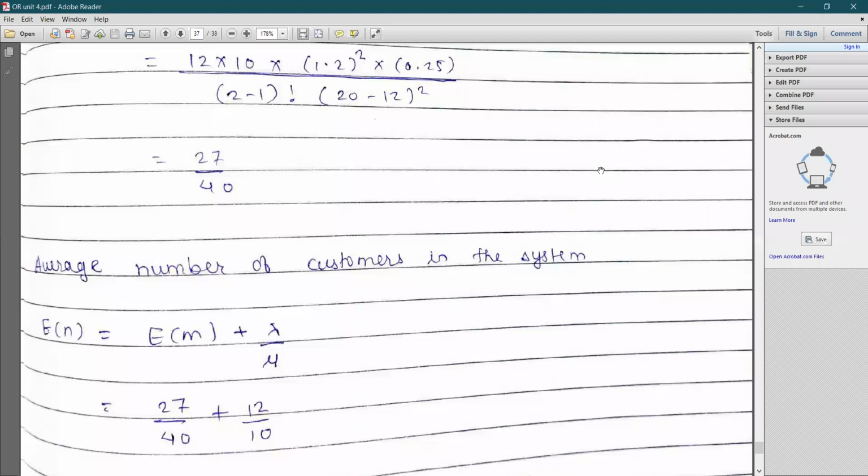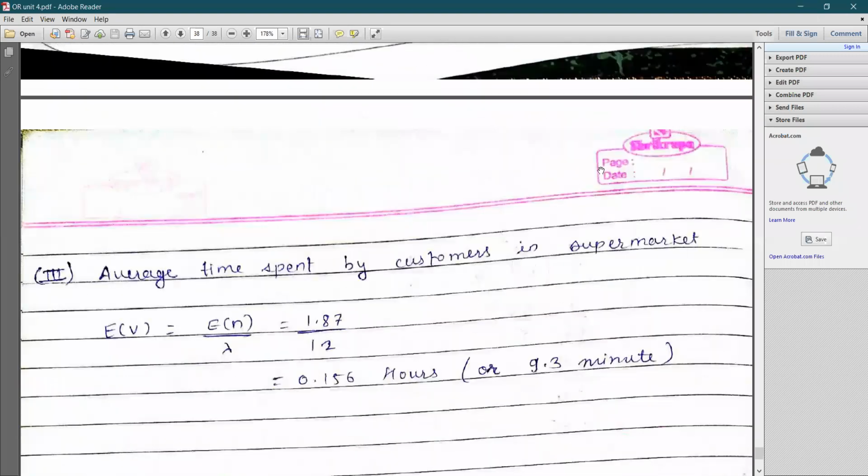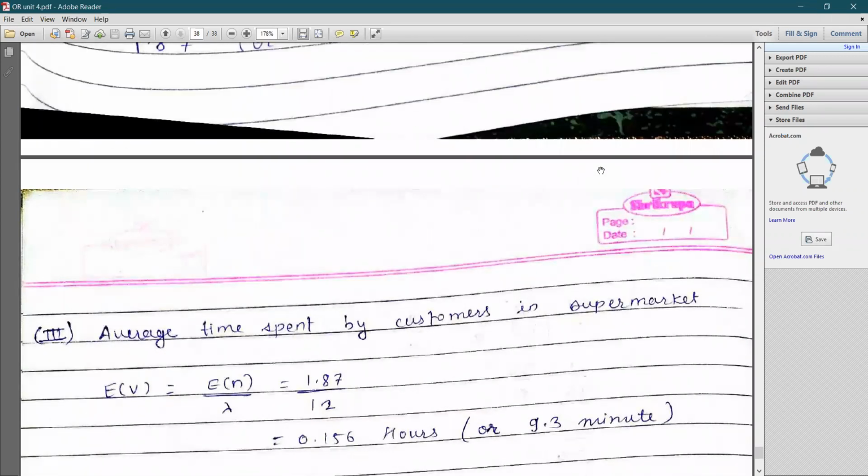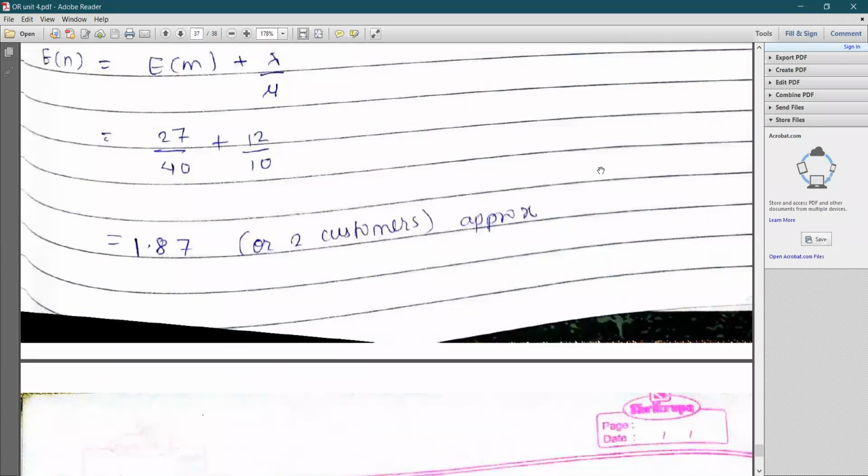These 3 problems are very important problems in this unit. Practice these, and here Unit number 4, Queueing System, is finished.